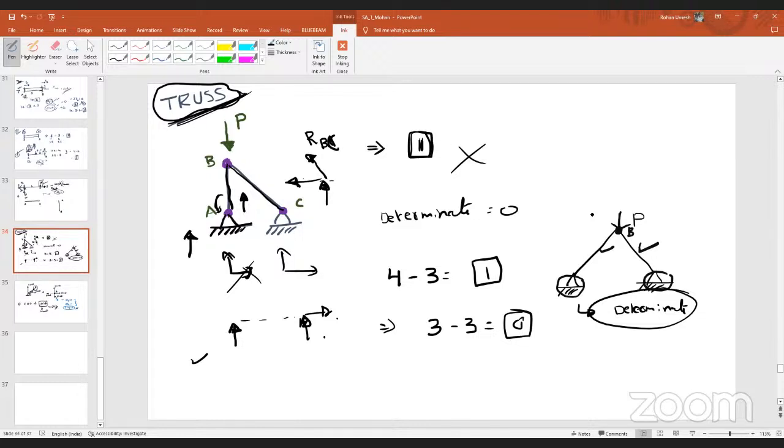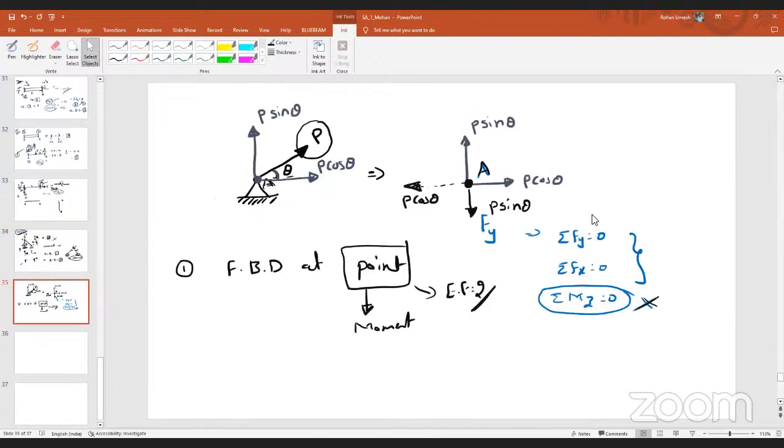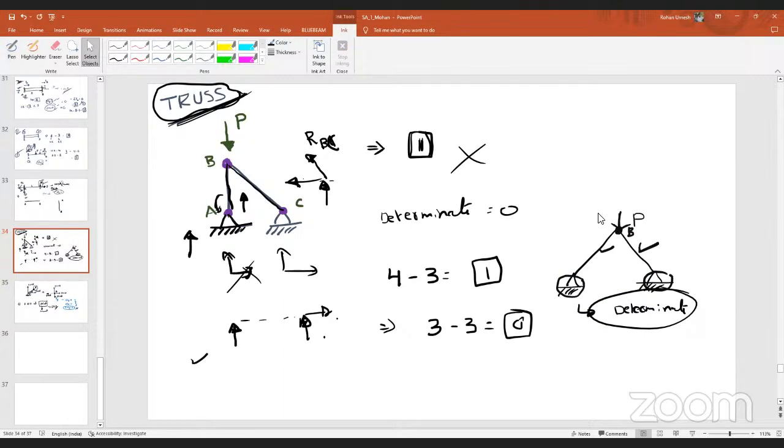As of now, at least, did you get an idea why it is determinate? Yes, sir. Sir, if there is a horizontal load at point B, then will it become a frame, sir? If there is some horizontal load at point B, right? Let us say this is 10 kilonewton, isn't it? Yes, sir. Now tell me, look at the supports.